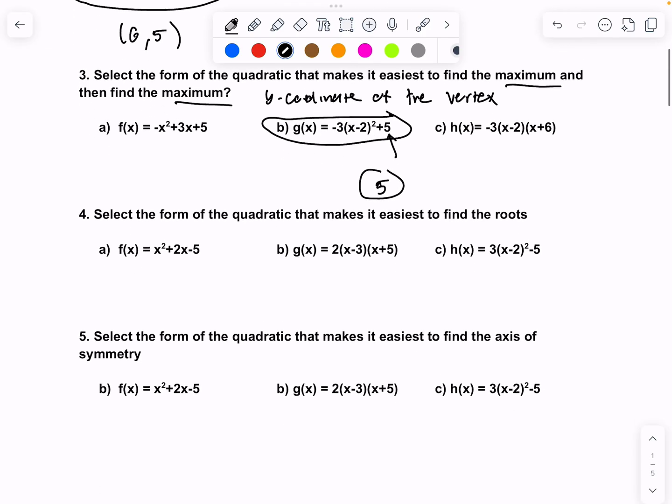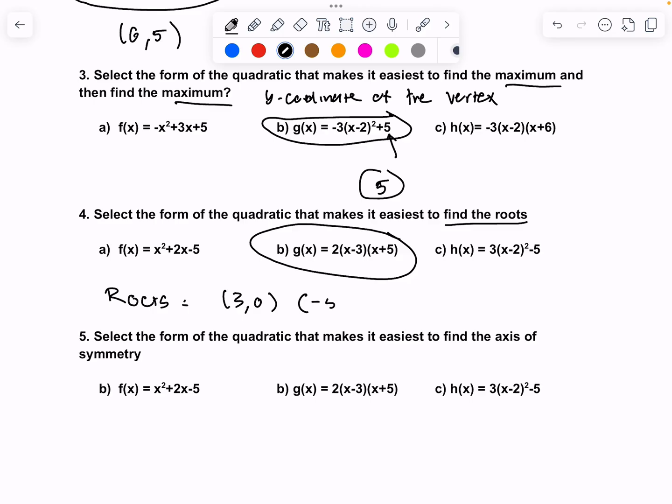Okay. If I want to find the roots, I want it in factored form, which would be B. Remember, the roots, I just change the signs of what's in parentheses. So my two roots are positive 3, 0 and negative 5, 0. Change this sign and change that sign.